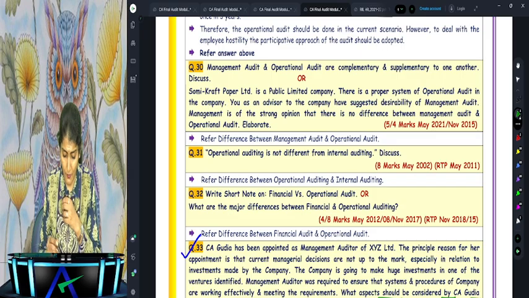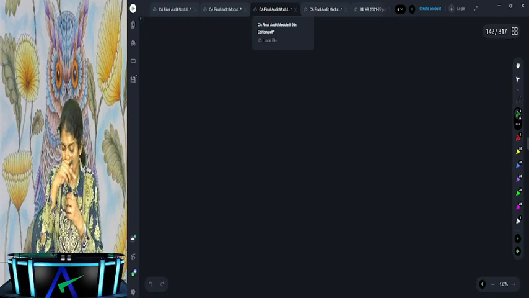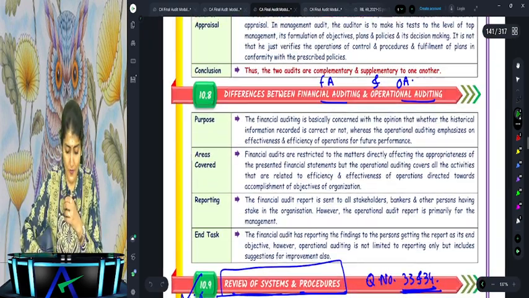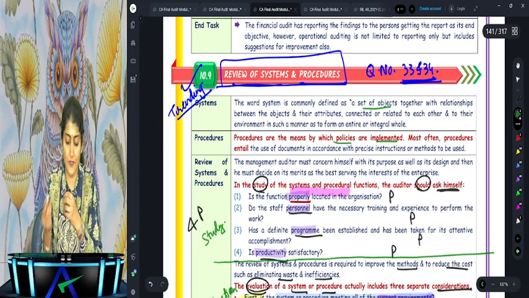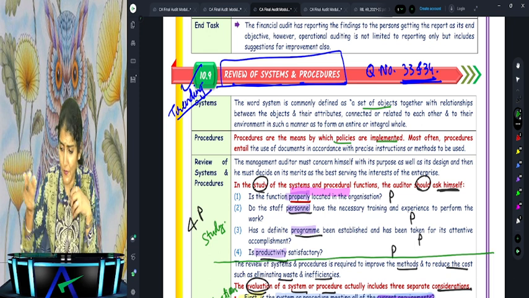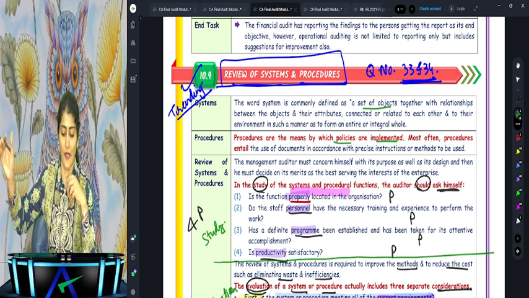And in the beginning over there, they've also defined what you mean by a system and procedure. So a system is a set of objects coming together, and procedures are the means by which the policies are implemented. So that is where they've defined the terms systems and procedures.